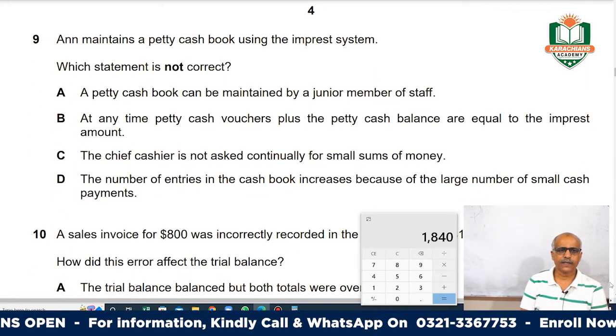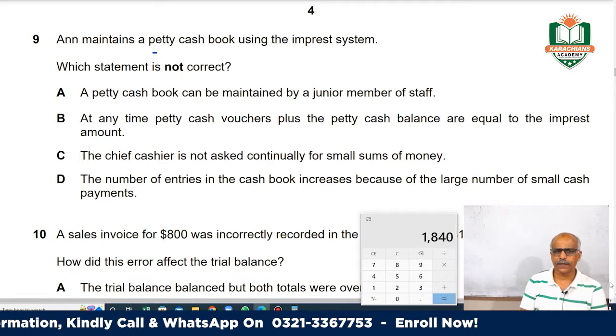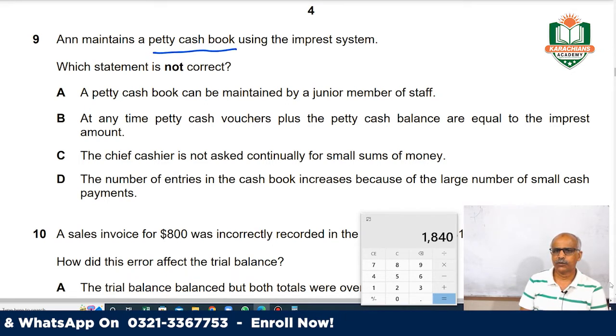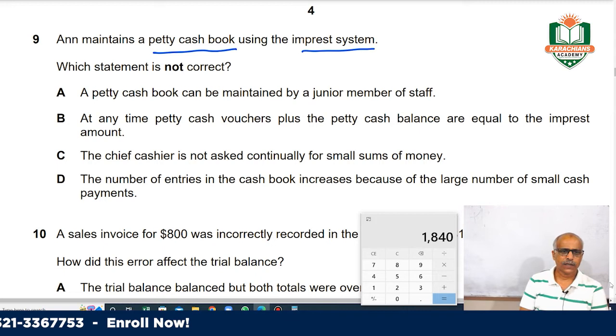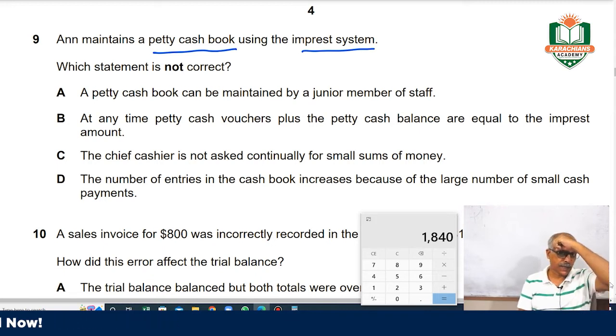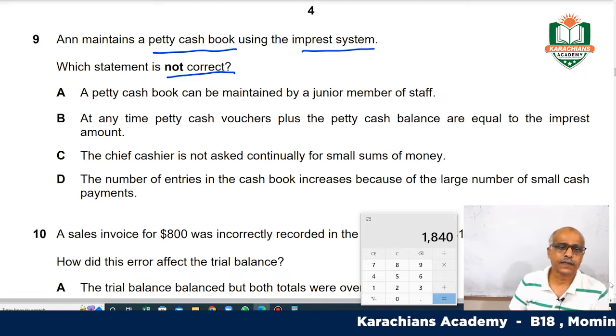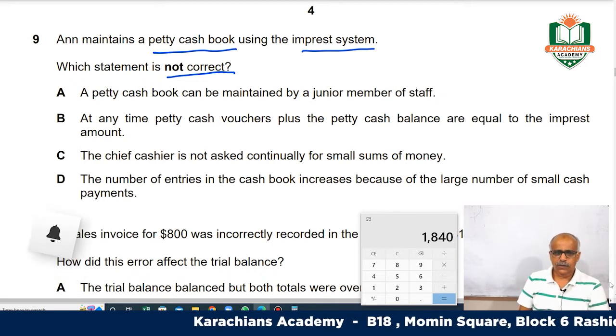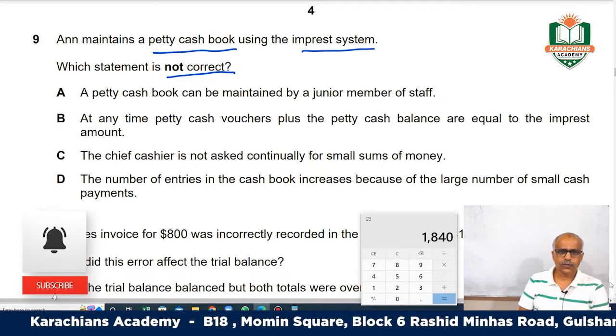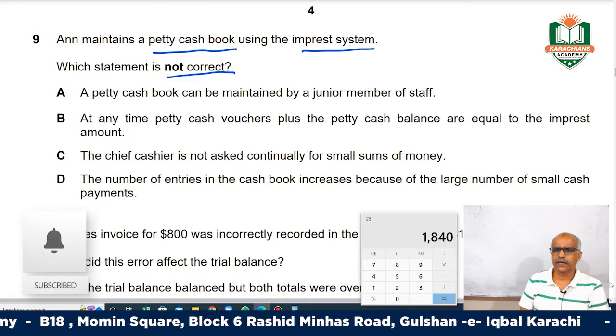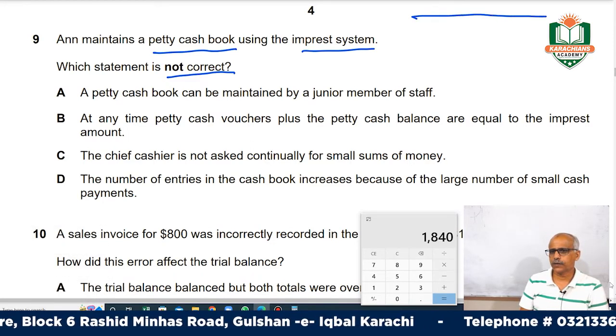What question number 9 is? N maintains a petty cash book using the imprest fund. Which statement is incorrect? He's saying which statement is incorrect, right? So first of all, you should understand what the difference between petty cash and the cash book is.